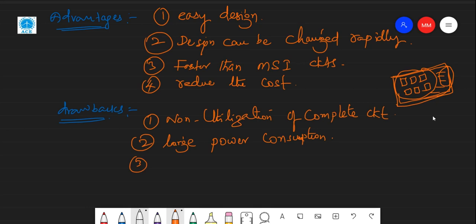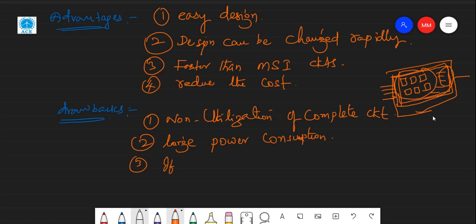And the third one is, if we increase the number of inputs, for example, I increase the number of inputs here, therefore the size of this circuit will increase. Then the cost increases and the power increases. Same vice versa, right?